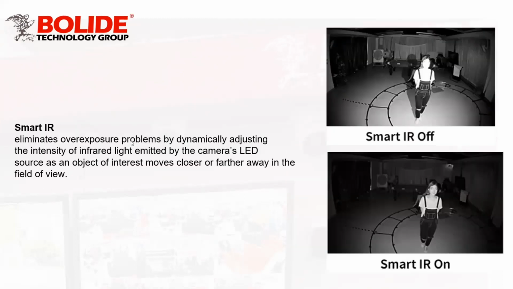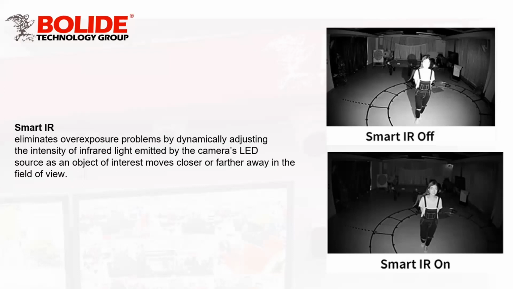And finally, we have Smart IR, which eliminates overexposure problems by dynamically adjusting the intensity of infrared light emitted by the camera's LED source as an object of interest moves closer or farther away in the field of view. This is a new function on our cameras. We used to have them, we went away from them, and now we're back with them. You can see in the image here that this basically allows the IRs to adjust according to the image in front of it.